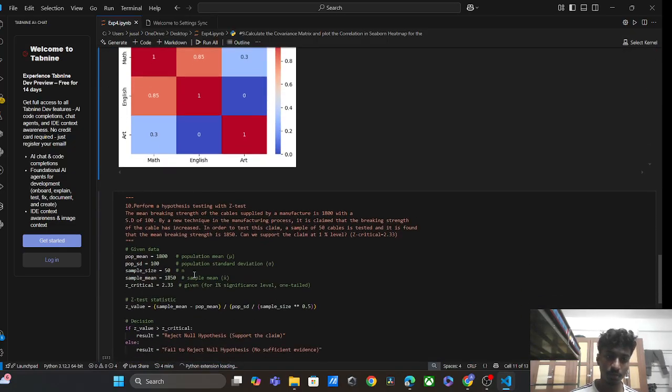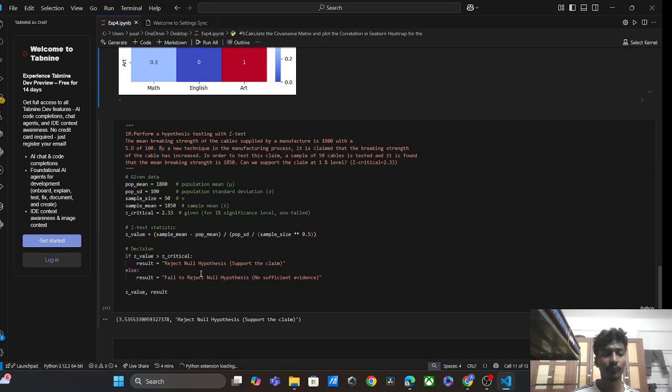For the tenth one, we do a Z test. The population mean breaking strength is 1800, but a sample of 50 cables has a mean of 1850. We calculate the Z value, compare it with the critical value 2.33 at 1% significance. Since the Z value is greater, we reject the null hypothesis. The new manufacturing method likely increases the cable strength.